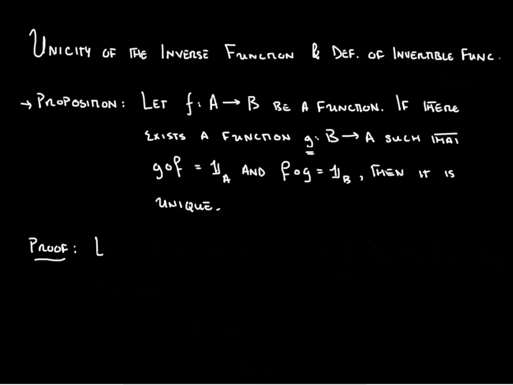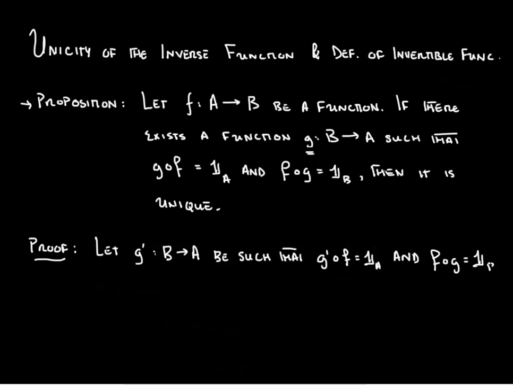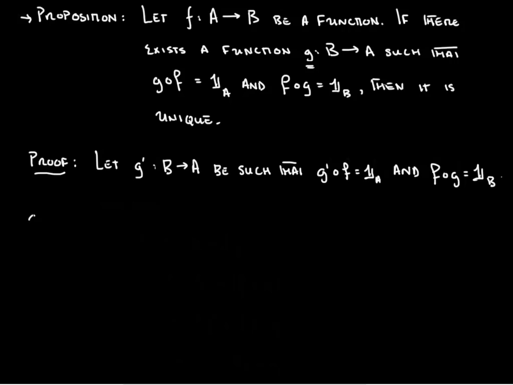So we'll do that. We'll start with a function g prime that goes from B to A such that g prime circle f is the identity over A, and f circle g prime is equal to the identity over B. We're good. Now what I want to show is that g prime is equal to g.